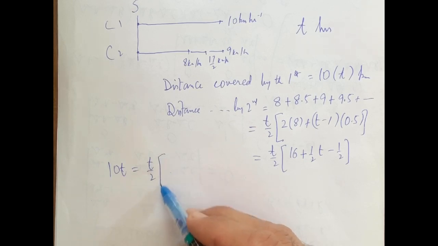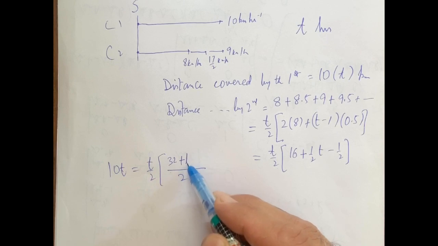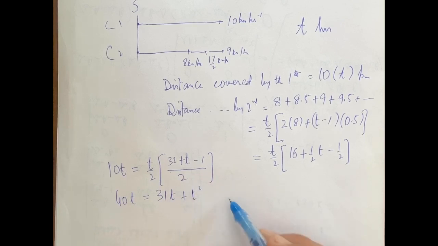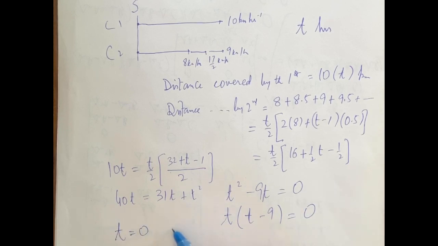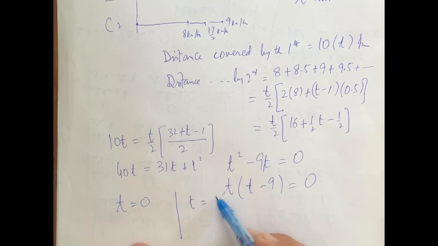This is t by 2, take LCM, this is 2 into 16, which is 32, plus t minus 1. 2 into 2 is 4, 4 into 10 is 40t. This is equal to 31t plus t square. So t square minus 9t is equal to 0. t into t minus 9 is equal to 0. So two answers: t is 0 or t is equal to 9. t equal to 0 is the starting point.